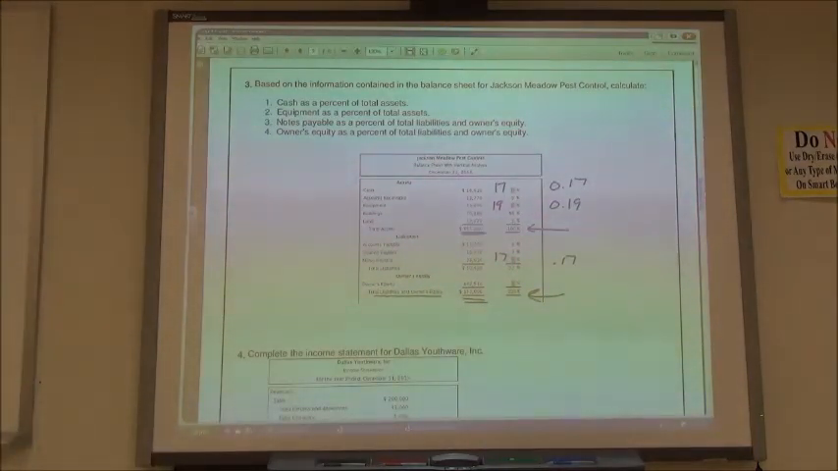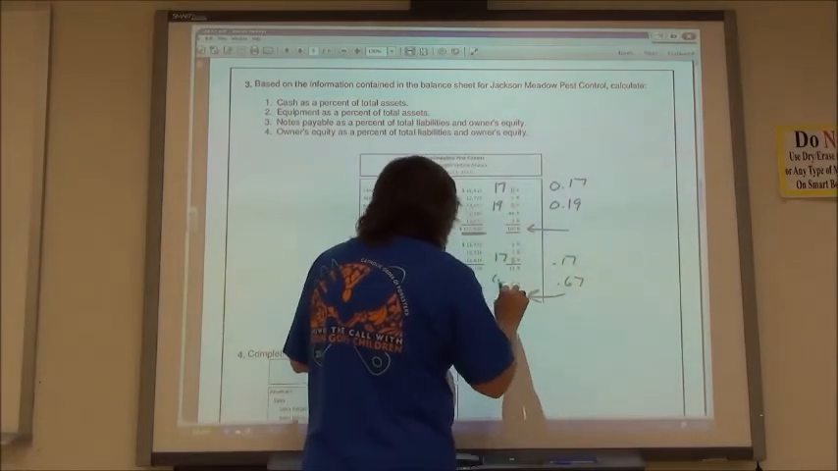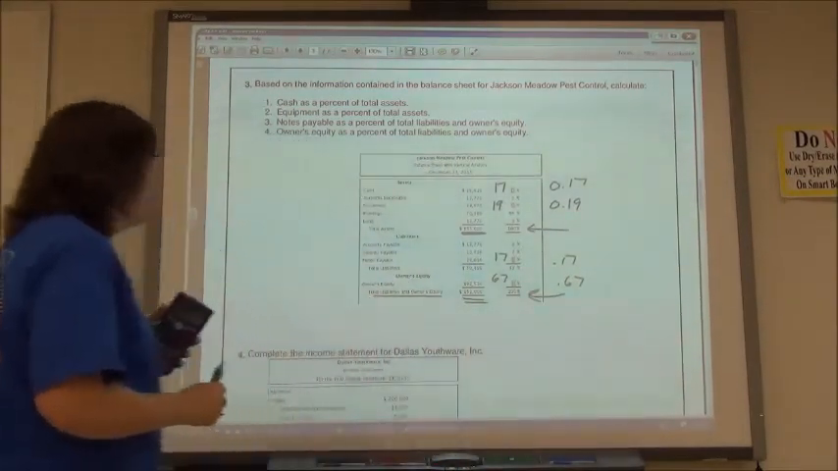Owner's equity, we have $102,510, so $102,510 divided by the total of the liabilities and owner's equity, $153,000. We get 0.67, which would be 67% then.